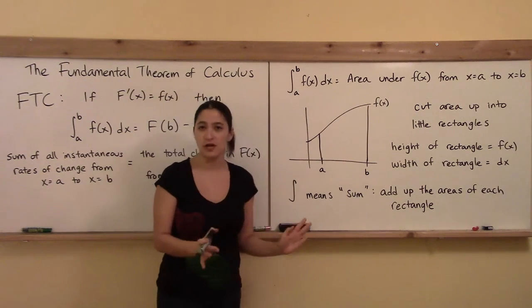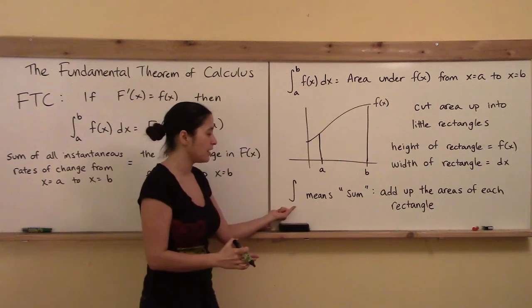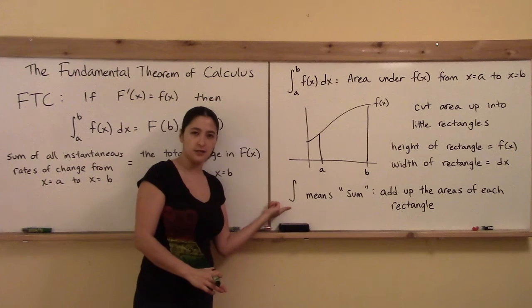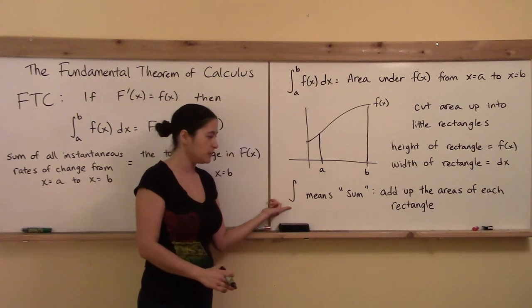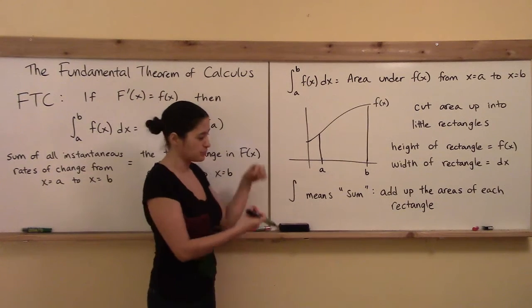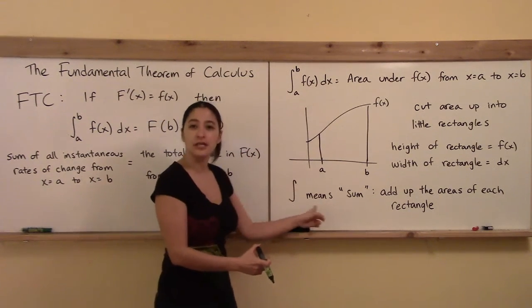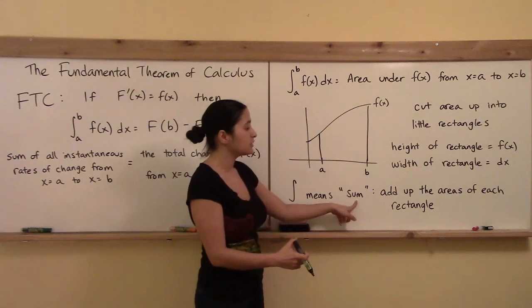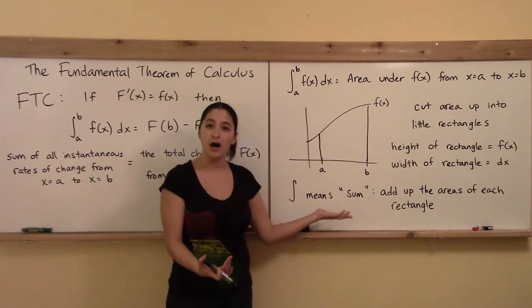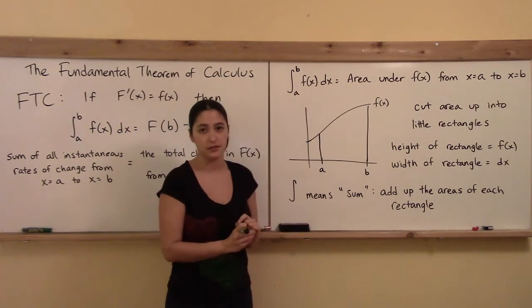Alright, so here's the strategy, and actually this is what is represented by the integral sign. This integral sign right here, in case you've ever wondered where it comes from, is actually an elongated S. It's the letter S that's been stretched out, and S stands for sum. So the integral sign actually means sum. And what is it the sum of? It's the sum of a bunch of areas of little rectangles.